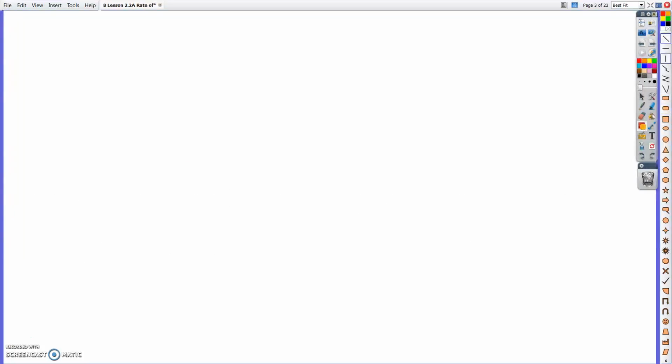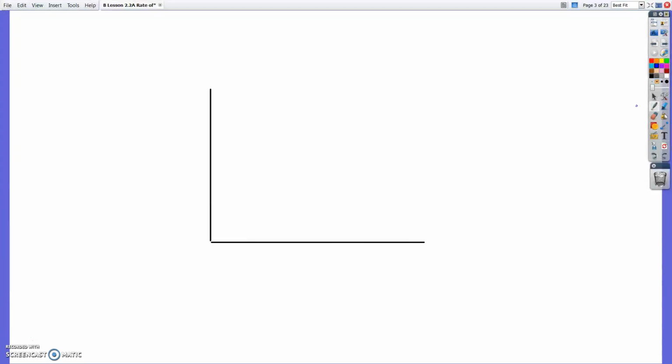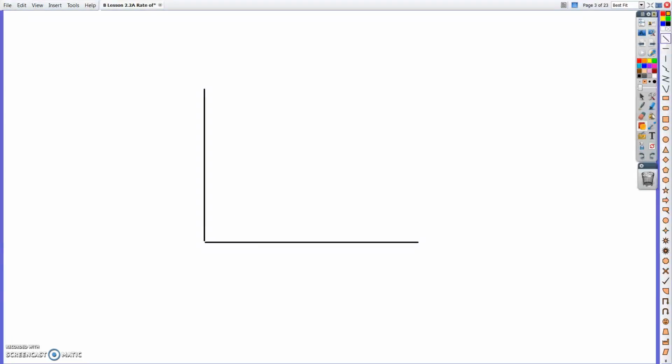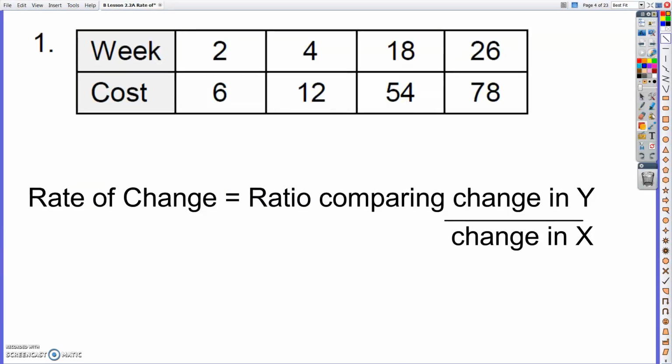If I were to bring one up really quickly, so here's my x down below, and here's my y. If I were to have a linear equation, the linear equation would be straight, and it is going up at a consistent rate. So no matter what my value is, it's going up and over the same amount each and every time. So let's actually look at a table and see what I'm talking about.